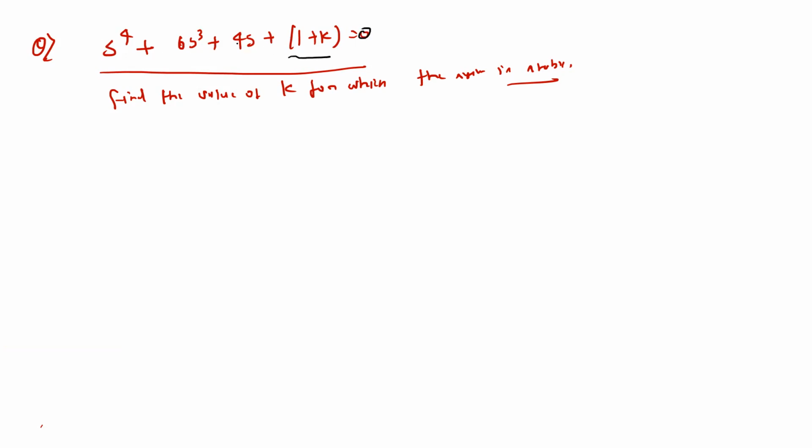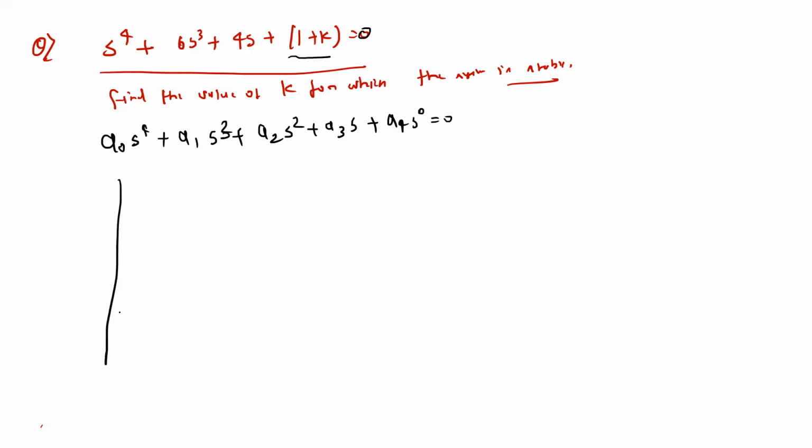If all the coefficients over here are positive and the system has to be stable, then 1 plus k has to be positive, right? Or you can make a Routh array. So you write a0 s^4 plus a1 s^3 plus a2 s^2 plus a3 s plus a4 s^0 equals 0. In the Routh array, a0 here is 1, a2 here is again 0, and a4 here is your 1 plus k. Is it clear? K is greater than -1.